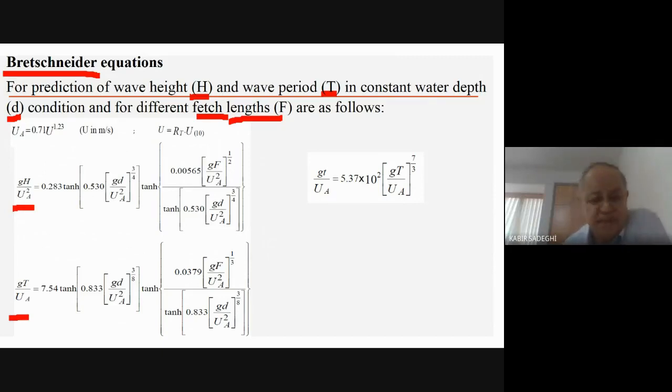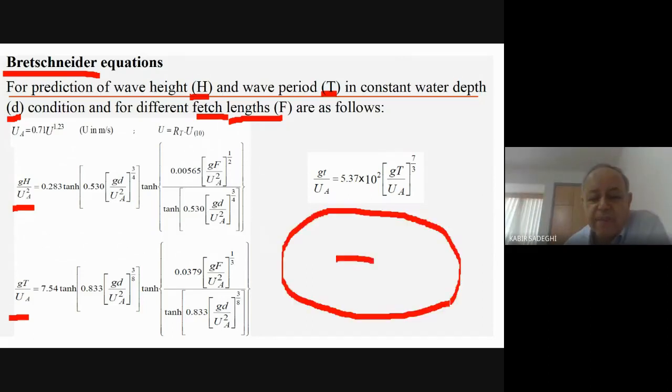What is fetch length? In my book, I have given one plan. You can see that. Imagine that we are at sea and there is a zone. This zone is under the wind action. We have wind here. If your boat or ship is in this zone, you feel the wind. Out of that, no wind. Therefore, we call this fetch. Fetch is a zone which is under the effect of the wind.